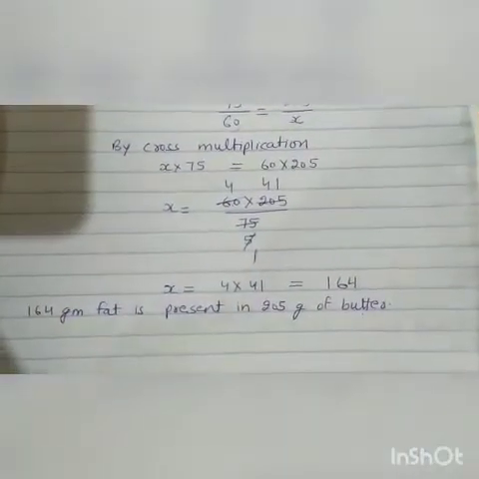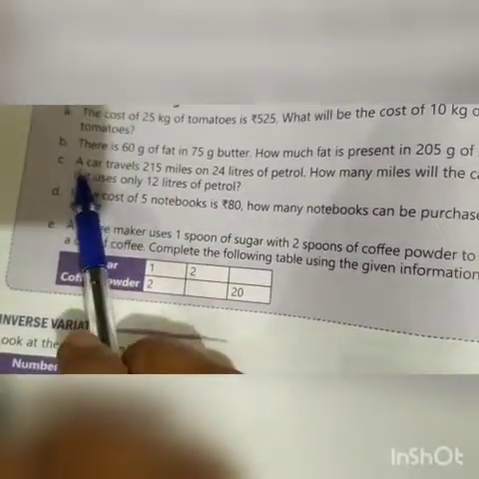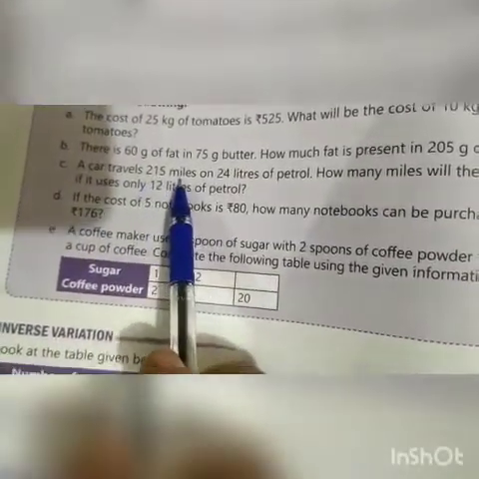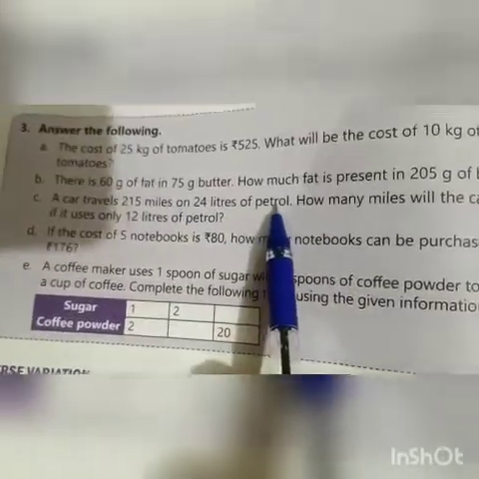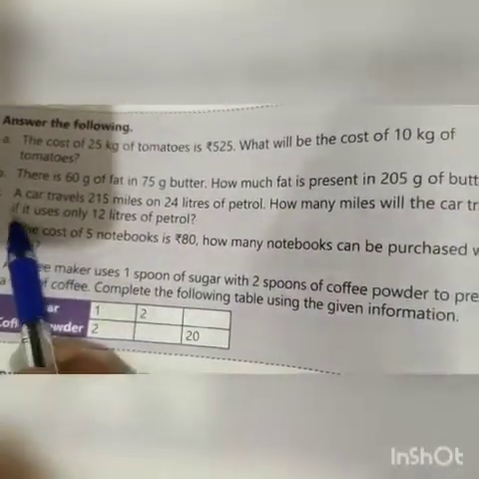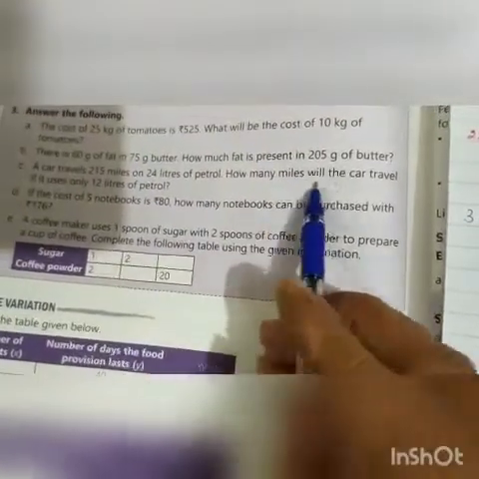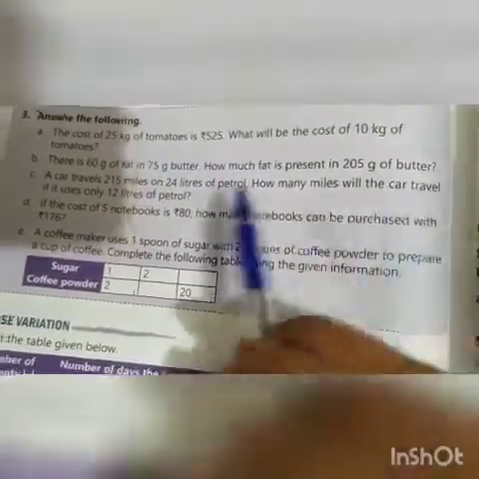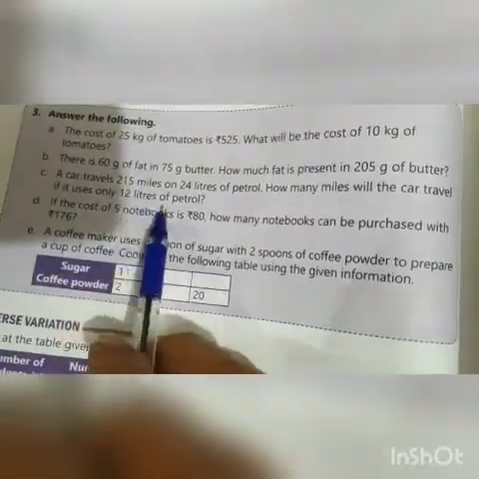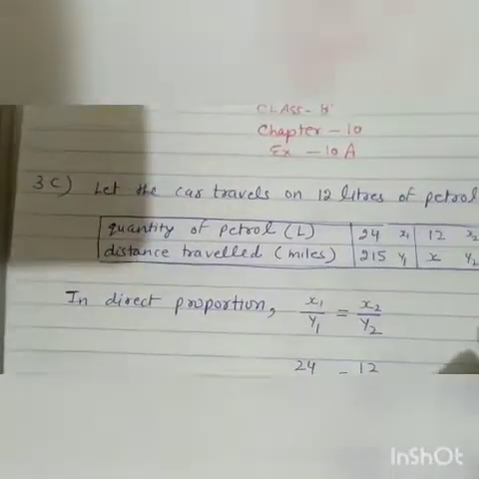Now come to C part. A car travels 215 miles on 24 liters of petrol. How many miles will the car travel if it uses only 12 liters of petrol? Again, we will take from here: let the car travel x miles on 12 liters of petrol.